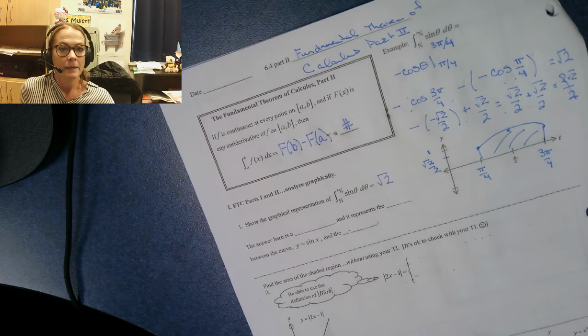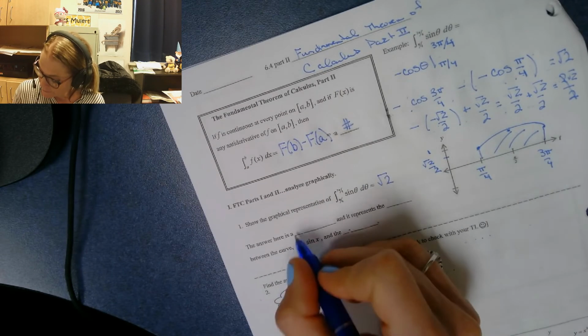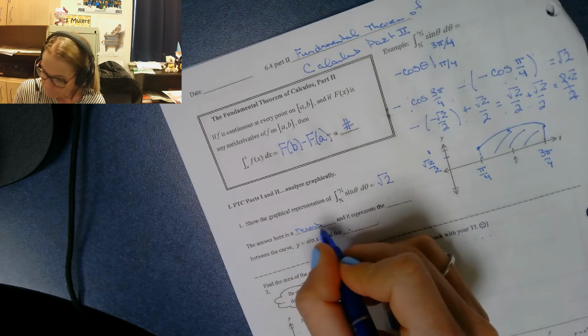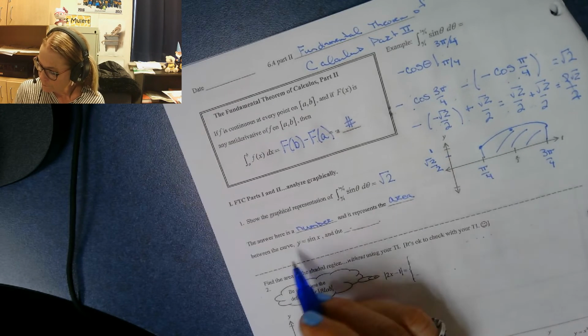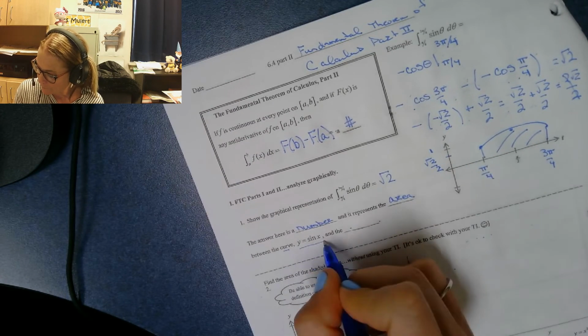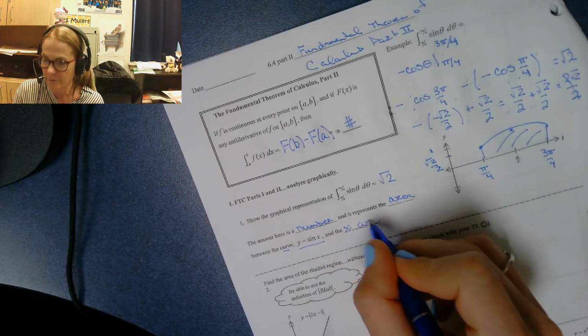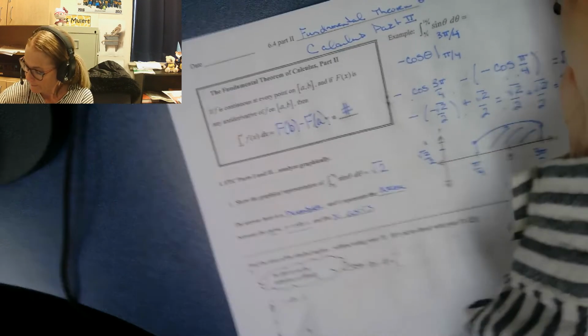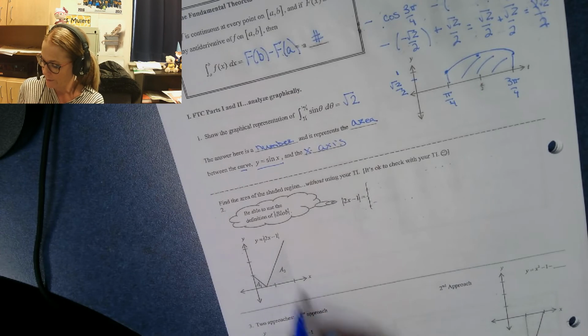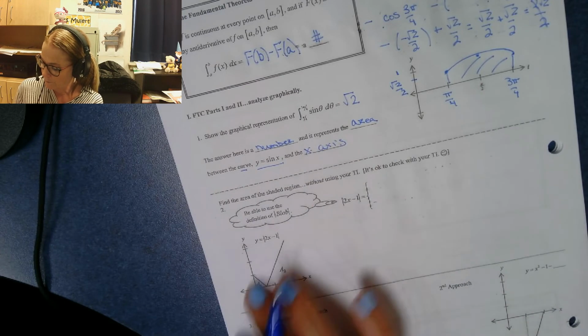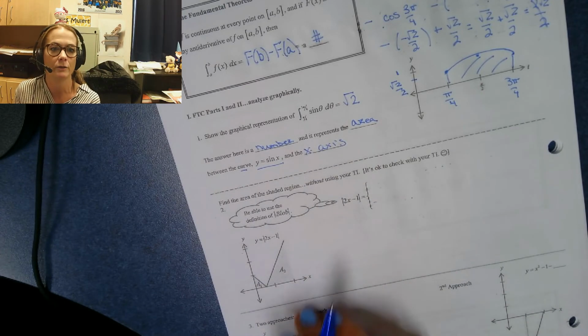So this answer here is a number, and it computes area between the curve, which is y equals sine of x, and the x-axis, always down to the x-axis. Okay, so this next piece here, we're going to just get this shaded region, and so we're going to have two areas to look at just by the nature of absolute value.